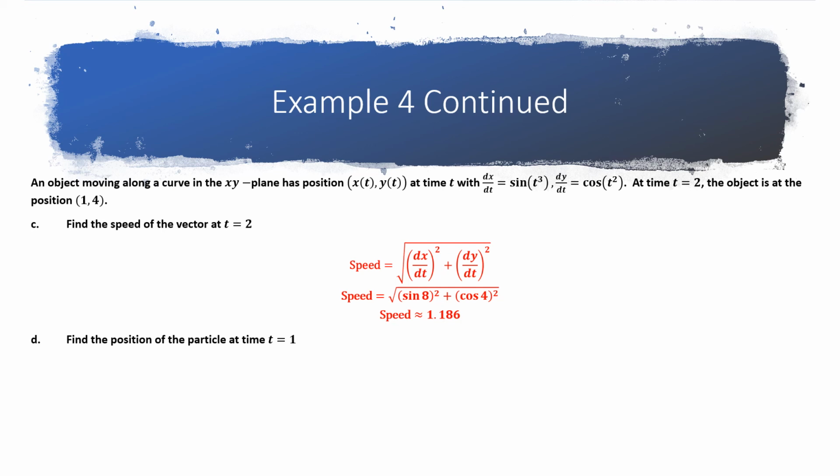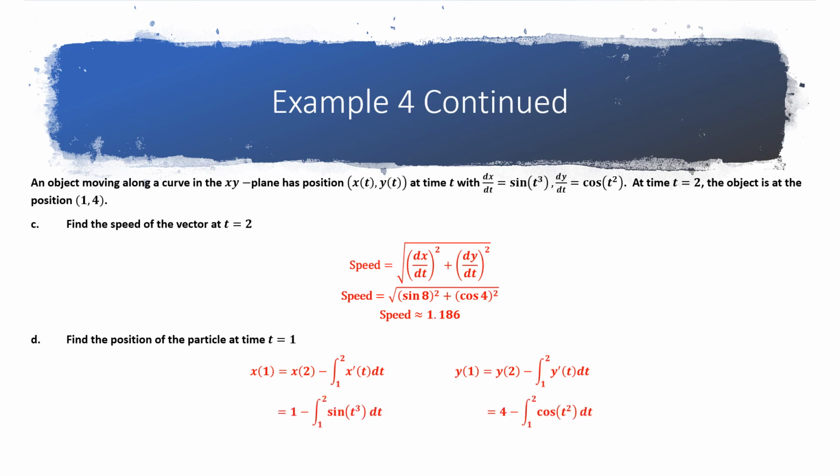All right, and the last problem for example 4 says find the position of the particle at t equals 1. So your position is going to be whatever you start at when t equals 2, minus the integral from 1 to 2 of the derivative of x, and the same thing for y. In other words, we're integrating the velocity function and we're taking into account its original position, so almost like your plus C.